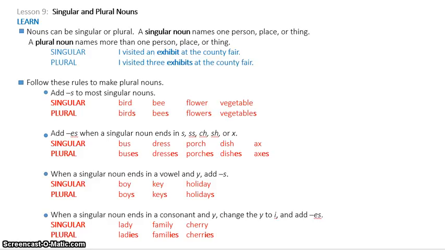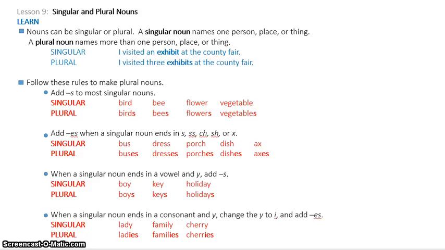And then the last one. The word is cherry. I see the Y. I look at the letter right before the Y. It's the consonant R. So I'm going to change the Y to an I and add ES. If you can remember those rules, you will do really well.